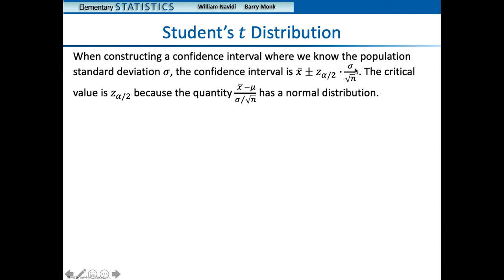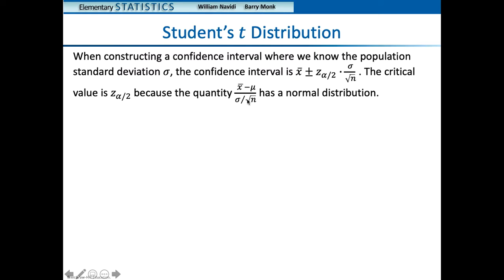And in order to use this formula, you have to know what sigma is. Normally we don't, because sigma is the population standard deviation, and typically we don't have access to the entire population. So in order to derive this formula, we used the sampling distribution for the sample mean. And as long as the right conditions are met, what we know is that the sampling distribution for the sample mean follows a normal distribution, right?